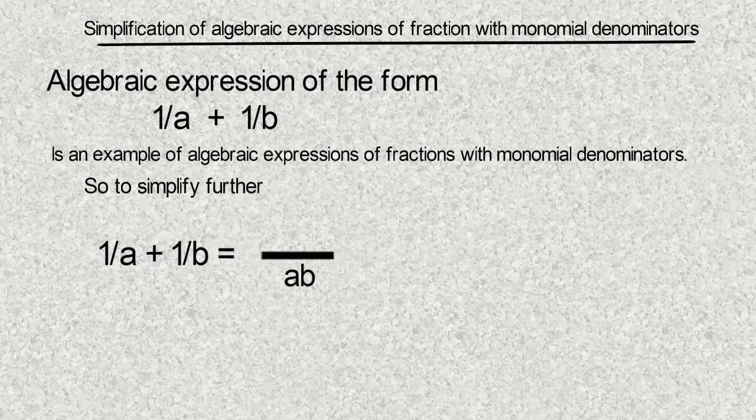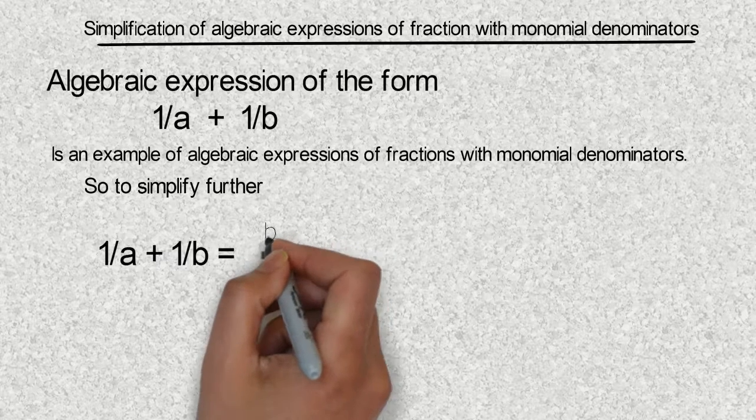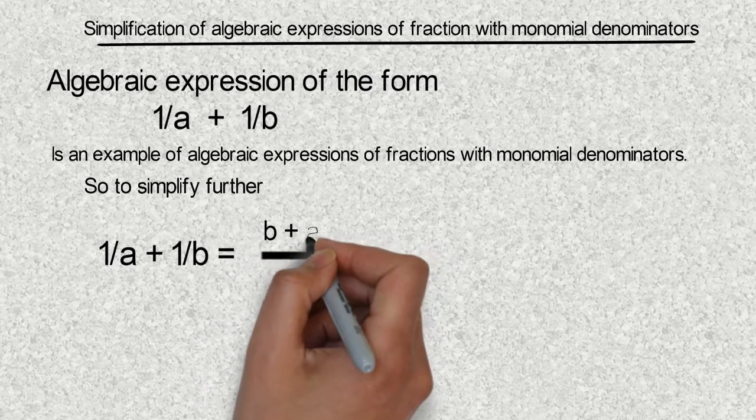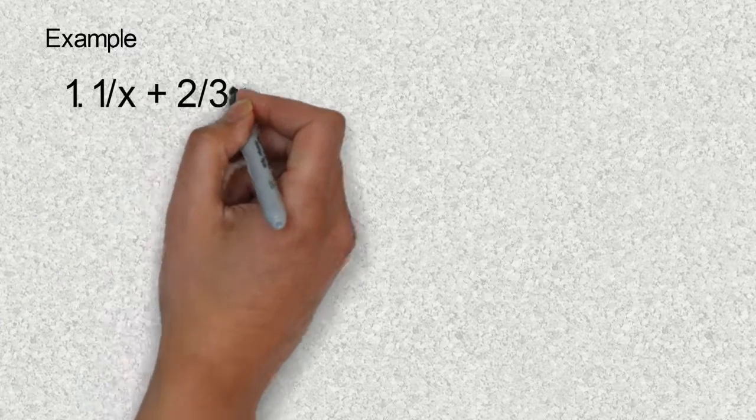So if I say a in ab, I'll be left with b. So b times 1 will give me b, plus b in ab will give me a, a times 1 will give me a. So I have b plus a all over ab. So let's solve some examples so that you'll be able to understand what I'm saying here. Example 1 says 1 over x plus 2 over 3x. And example 2 says 2 over y minus 1 over 5y.